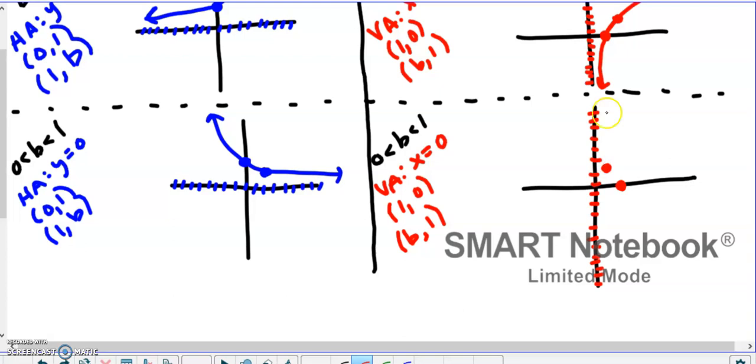And these 2 points determine my shape. Ooh, that was ugly. But you have the basic idea. That is my logarithmic decay. As x goes to infinity, y is decreasing forever.